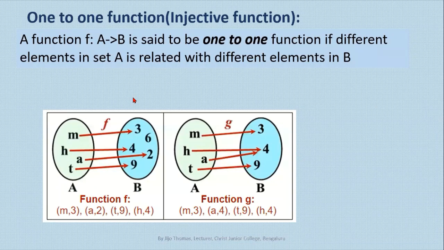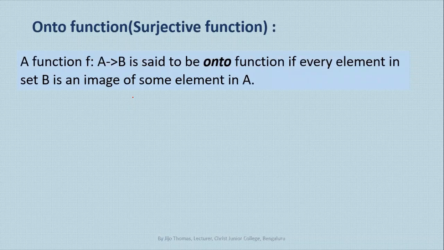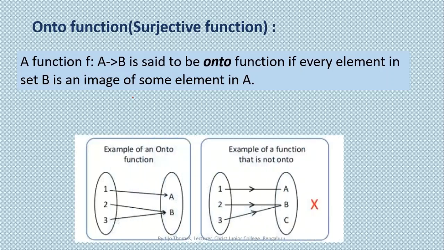Similarly, when you consider onto or surjective function, a function is said to be surjective if every element of the second set, that is set B, is an image for some element of A. Every element of the second set is an image of some element of A. That means in the second set, nothing should be left out.